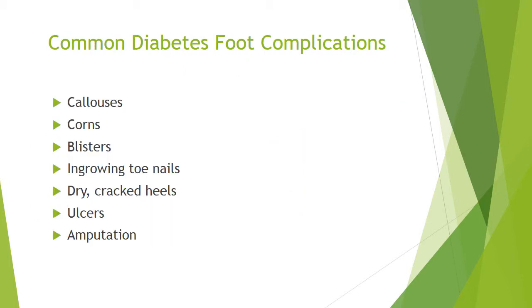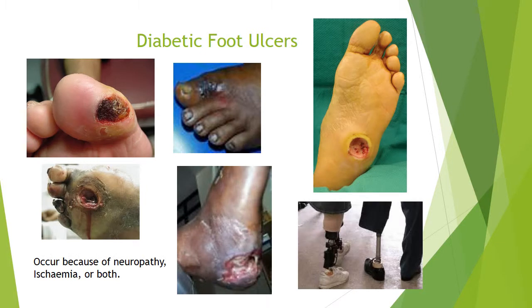Some common diabetic foot complications are calluses, corns, blisters, ingrown toenails, dry cracked heels, ulcers, and sadly sometimes amputation. Here are some visual diagrams of those conditions, and these will have occurred because of neuropathy, ischemia, or both.